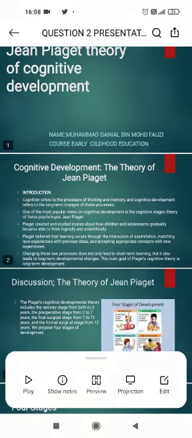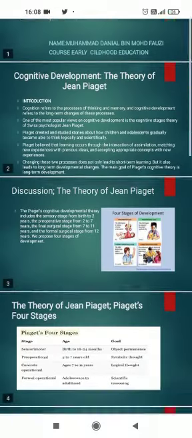So Piaget's cognitive development theory includes the sensorimotor stage from birth to 2 years, the preoperational stage from 2 to 7 years, the concrete operational stage from 7 to 11 years, and the formal operational stage from 12 years. So there are 4 stages of development.